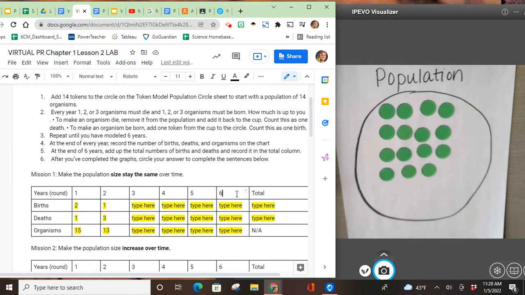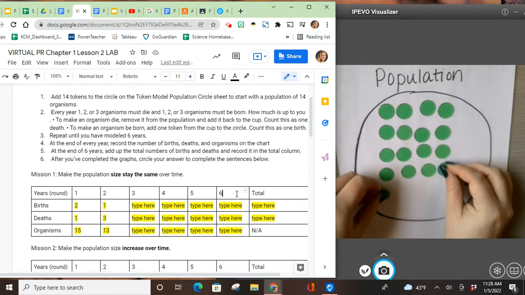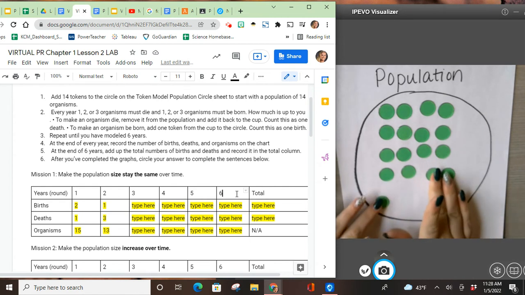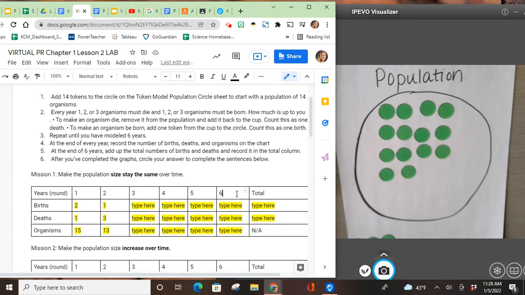Moving into year 6, let's see our total here. Let's have 2 births this year and sadly 3 deaths. We got some grandpa meerkats passing away.